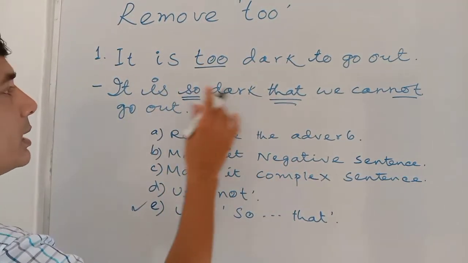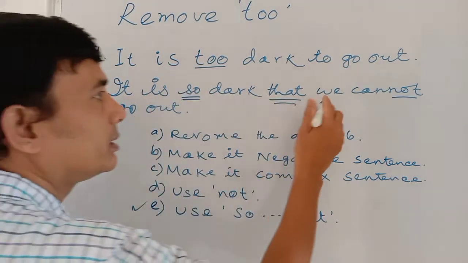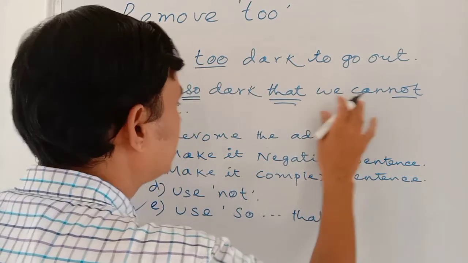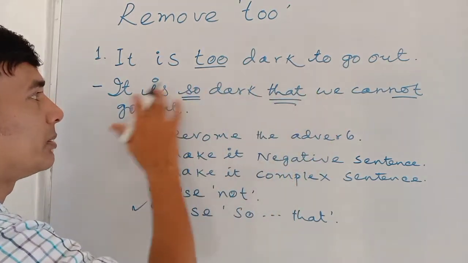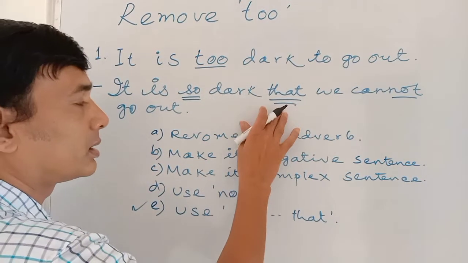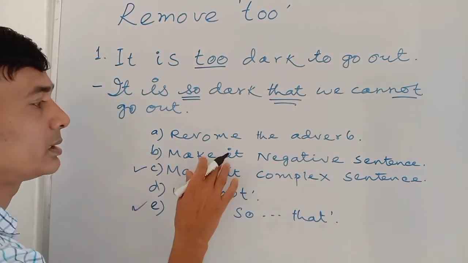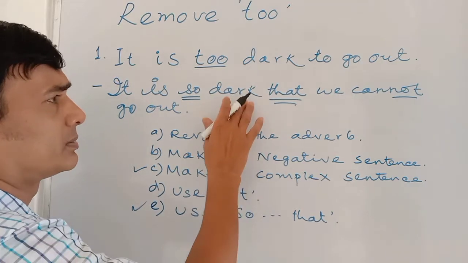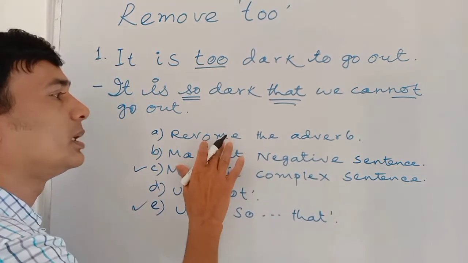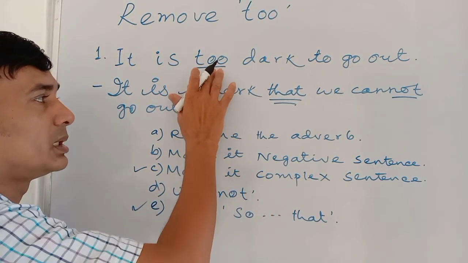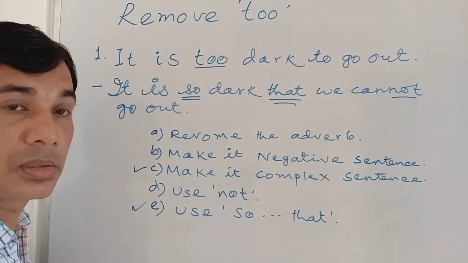It is so dark that... Here there is a verb and subject, so "it" and "is"; again a subject, "we", and "can go". There are two subjects and two verbs and the connector, that is "that". So in this way it has become a complex sentence. At the same time, we have transformed this sentence from an affirmative sentence to a negative one. So it is a negative sentence, and we have already removed "to" from this sentence, and after this we have the sentence: "It is so dark that we cannot go out."